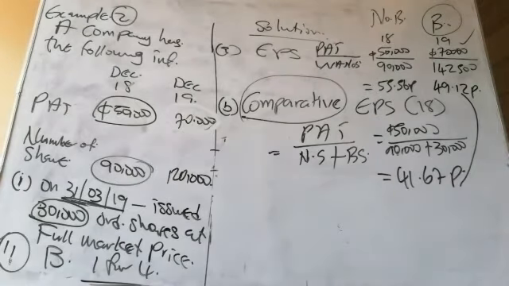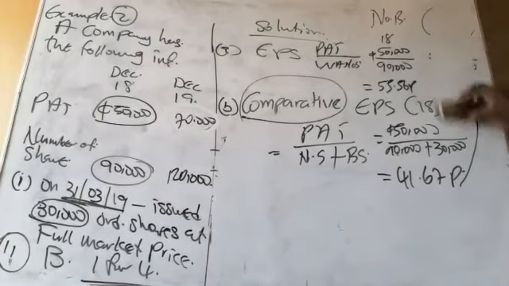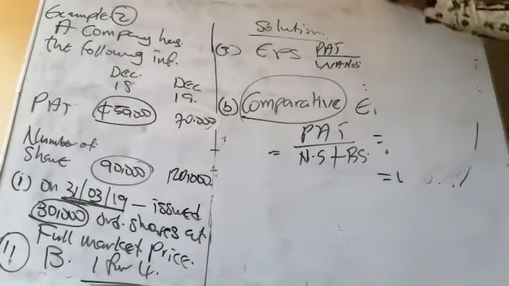Now let me do the last item, that's the right issue. Then we are done for this section. And kindly watch the second section, or the second page, for diluted earnings per share. So now let's move on to the right issue.